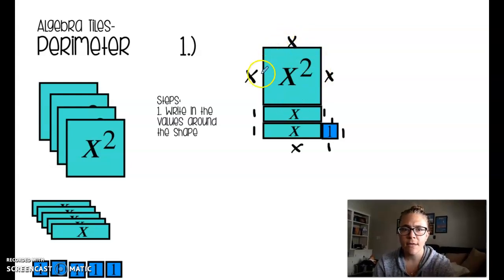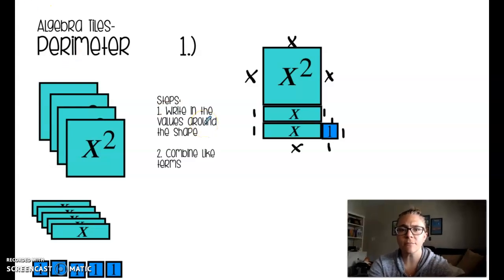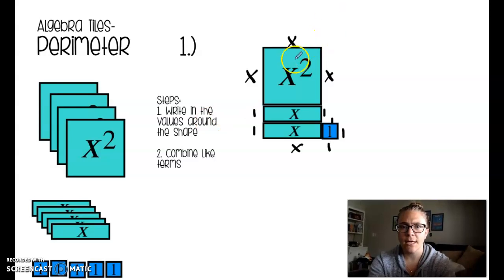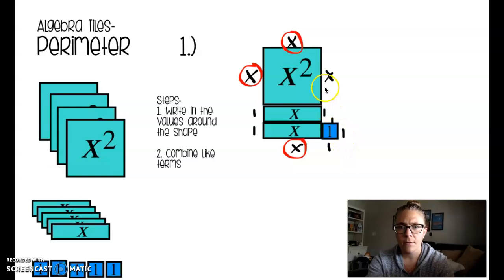Okay, so now that I have written all my values walking around the shape, now I need to combine all of my like terms. To combine my like terms, I am going to color code again because that makes it easier for me to see if I have missed anything. So I'm going to start with my x's. I have 1, 2, 3, 4 x's. So I have 4 x's around my perimeter.